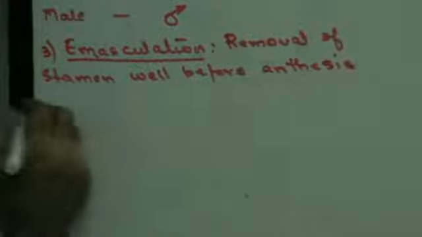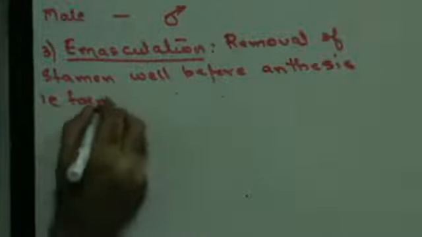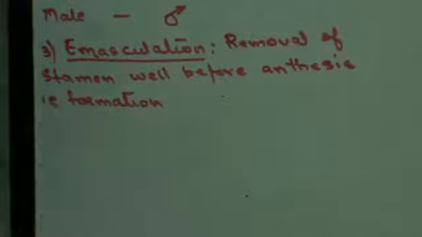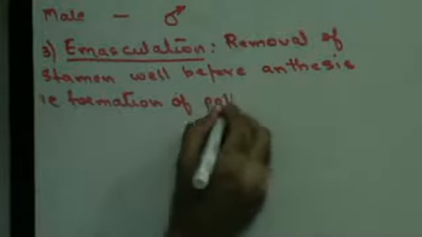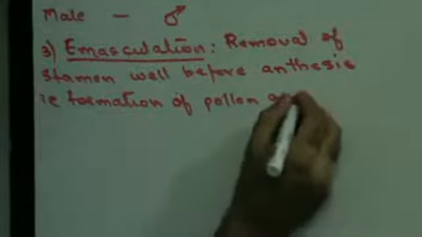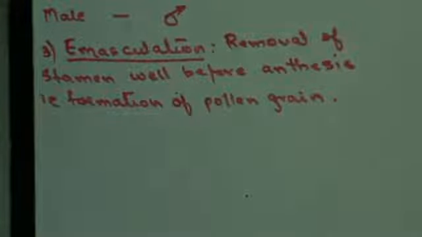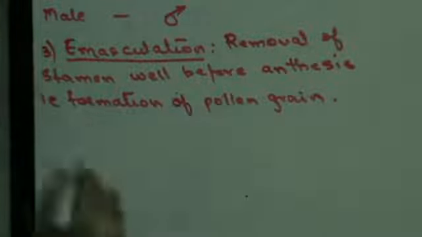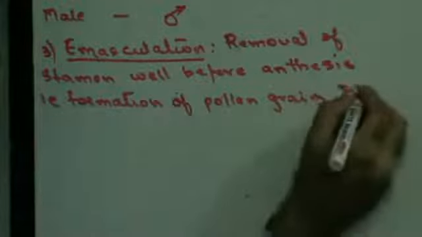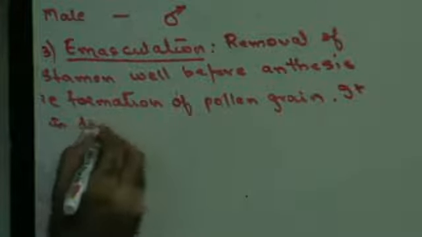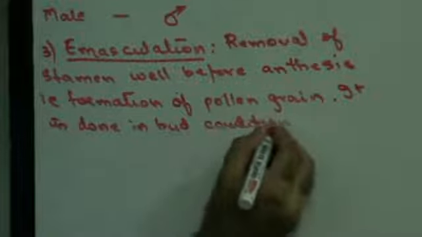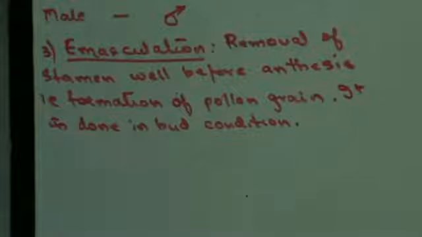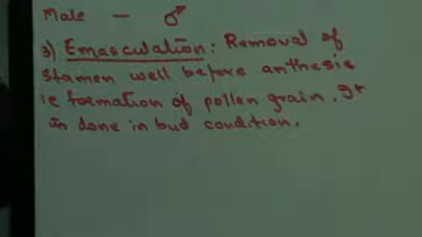What do I understand by anthesis? That is formation of pollen grain. So even before the pollen grains are formed, you are going to remove the stamen. Emasculation is done in bud condition. Do we get this? Okay. Next, now we can actually start with Mendel's experiment.